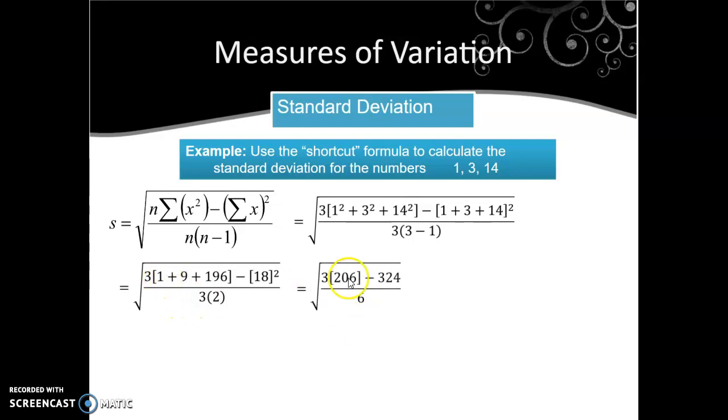Okay, so let's see. When we do 1 plus 9 plus 196, we get 206 times 3. And then 18 squared is 324. So we have 294 divided by 6, again, which is 49. Remember, it gives us the same result as we had in the last one, or 7. So it doesn't matter which formula you choose to use for standard deviation, this one or the previous one, they'll both give you the same result. You pick whichever one you like.